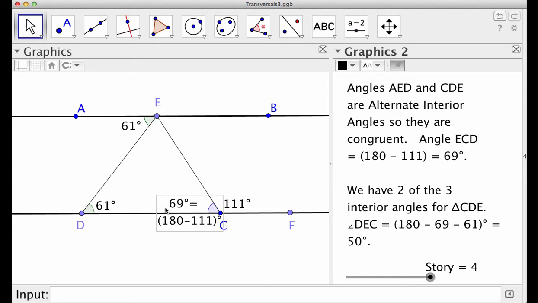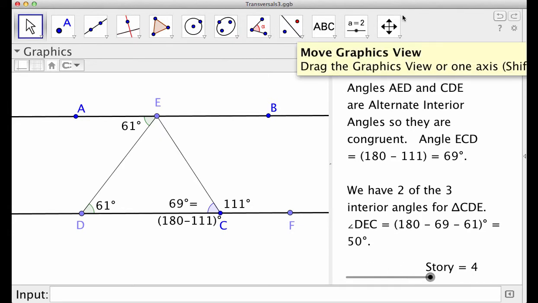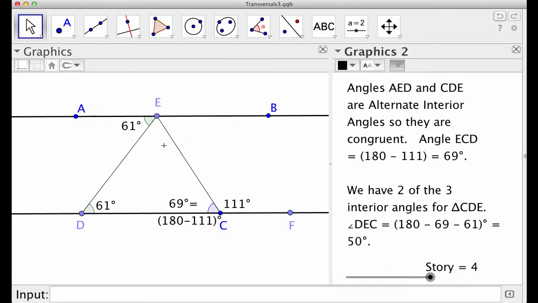That means that we have two angles in the triangle, 61 and 69. When we subtract those two from 180, we end up getting 50 degrees, so the angle up here, DEC, must measure 50 degrees. So we've now calculated all three interior angles, and we were able to do so in part by using the fact that these two lines are parallel, and that therefore these two angles, angle AED and angle CDE, must be congruent.